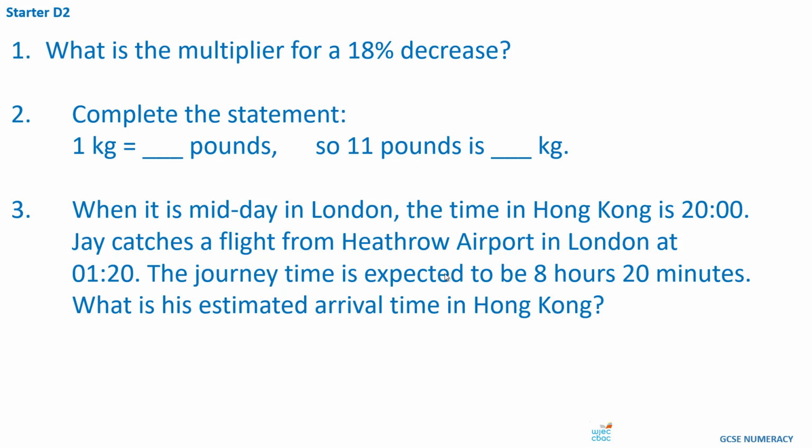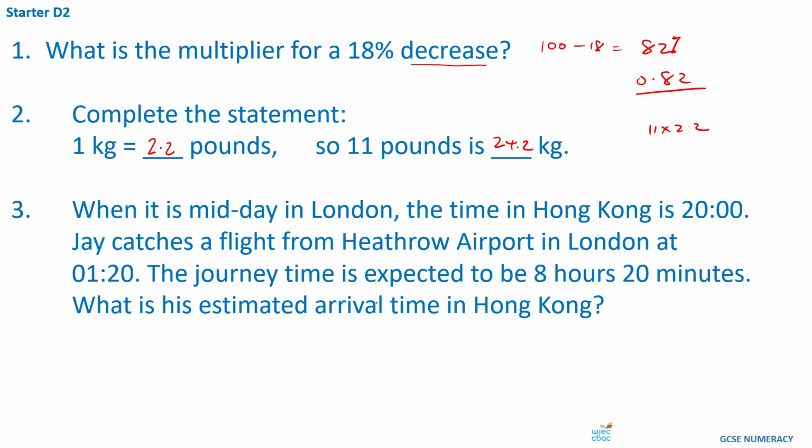Okay, question 1. What's the multiplier for an 18% decrease? Okay, we've got to make sure we read that. Decrease means it comes down from 100%. So it's going to be 82%, which as a decimal is 0.82. Complete the following statement. We have to know our conversions, metric to imperial. We have to know them. 1 kilogram is equal to 2.2 pounds. So 11 pounds is going to be 11 times 2.2, which should give us 24.2 kilograms.